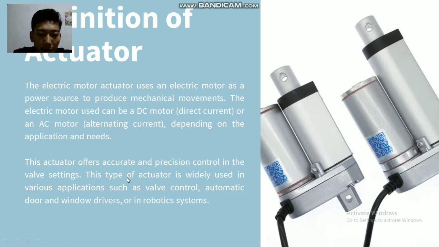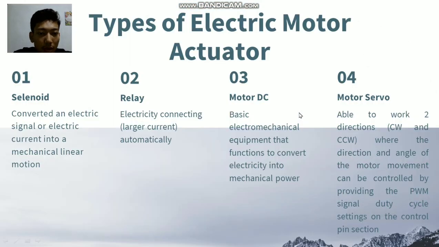This type of actuator is widely used in various applications such as valve control, automatic door and window drivers, or in robotic systems. This is a picture of an electric motor actuator.